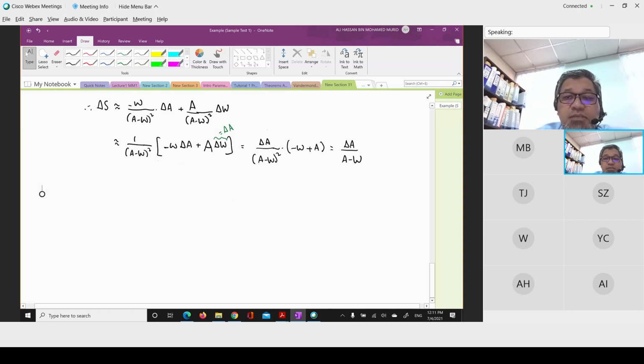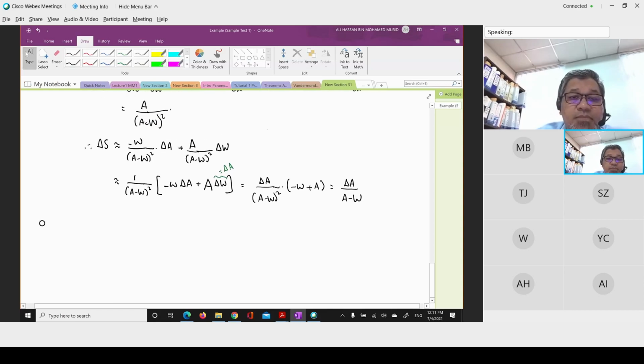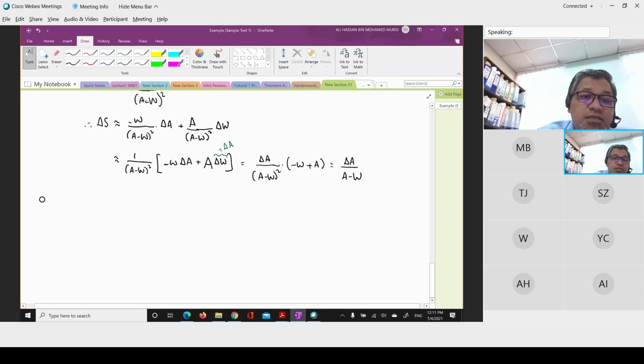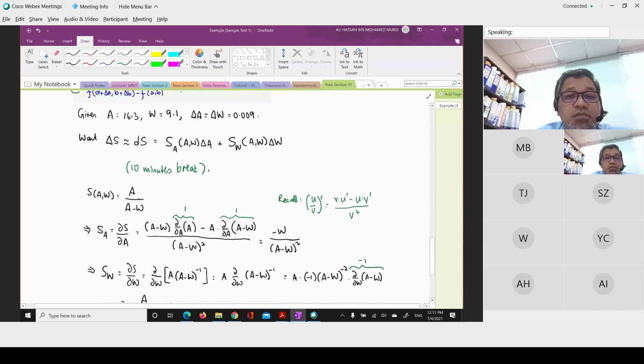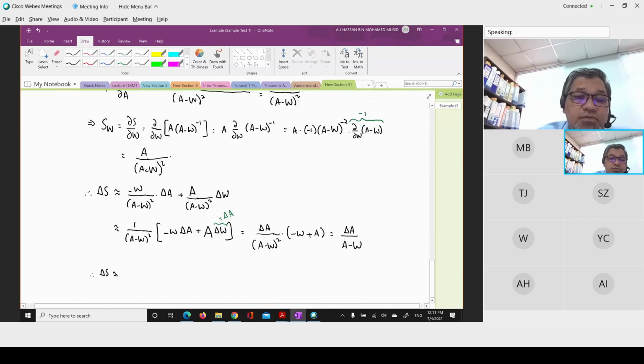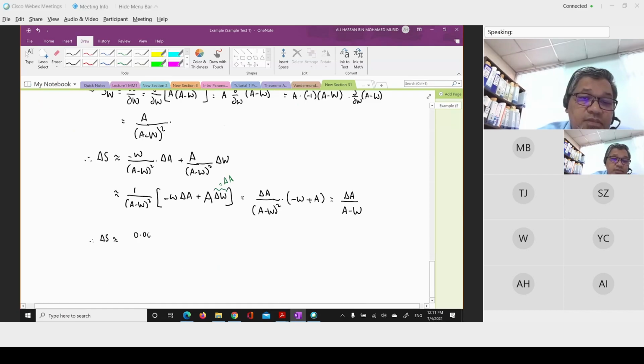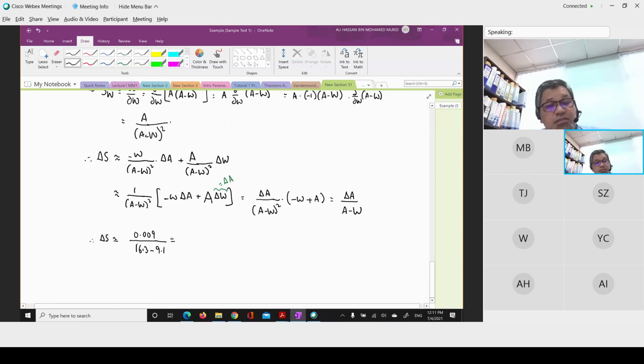Okay, now we can do the substitution. What is delta a? Delta a is equal to, according to the question, 0.009. What is a? A is 16.3 minus W. W is 9.1. Okay, can somebody tell me what is the value using your calculator?